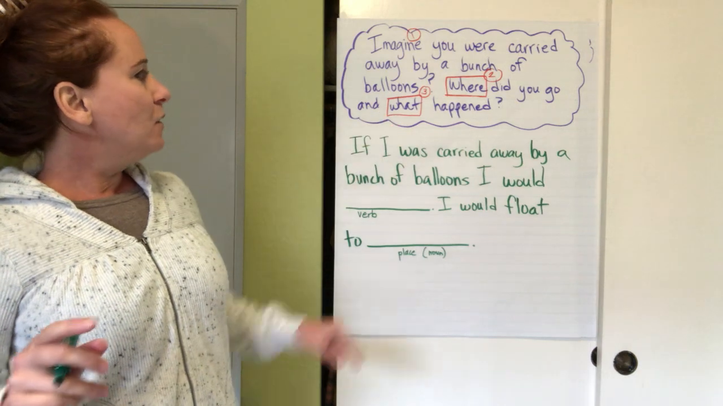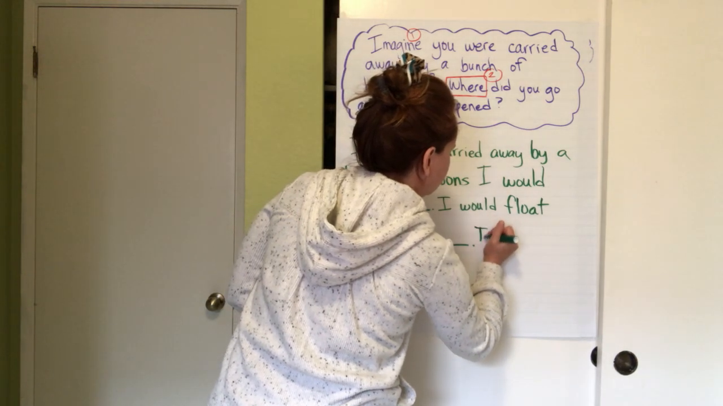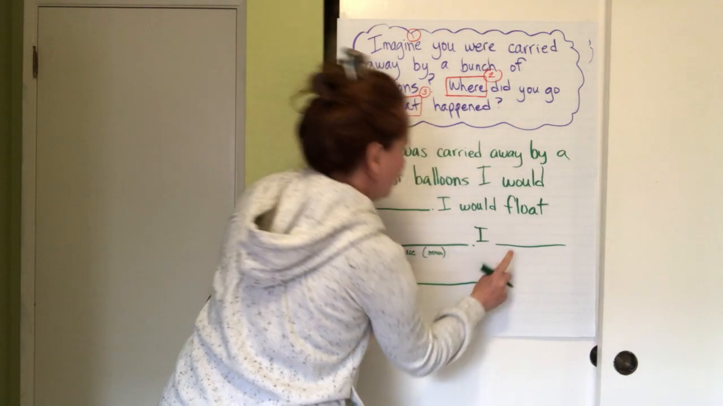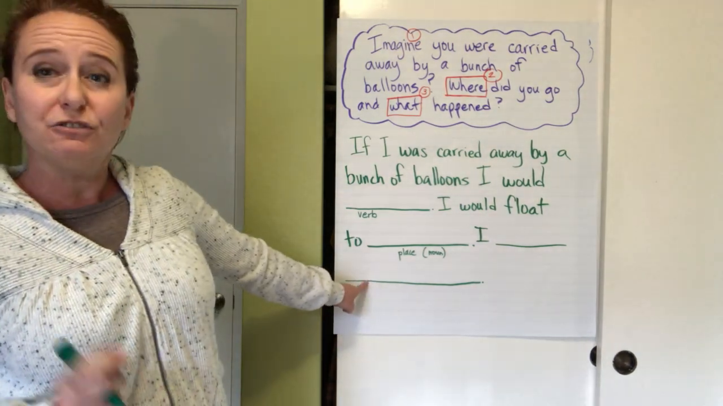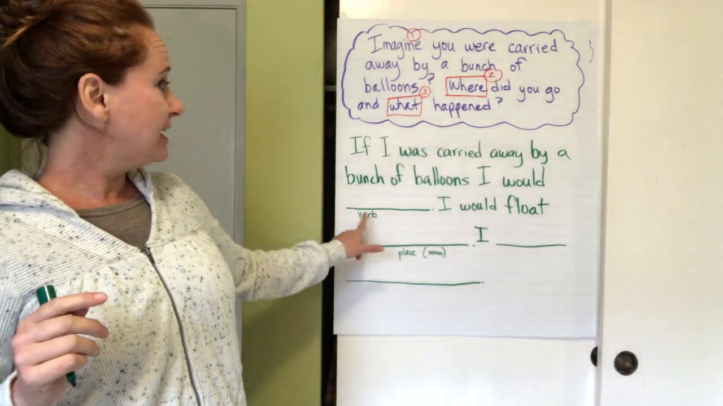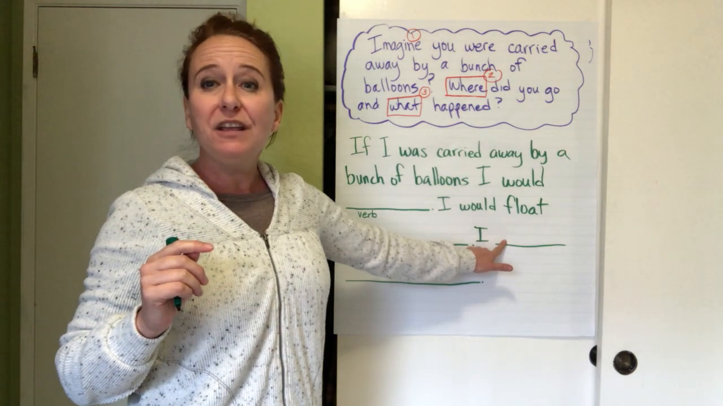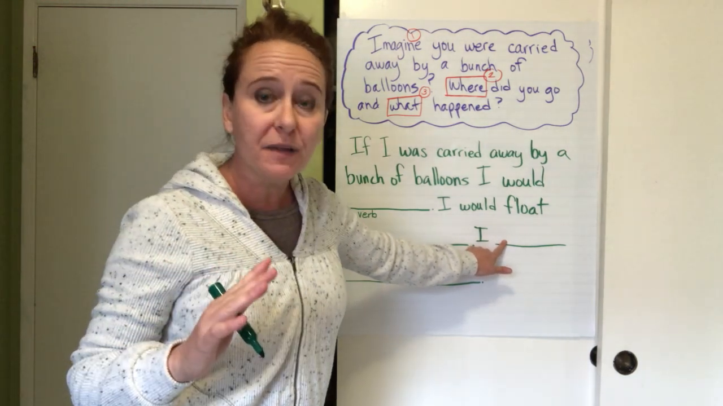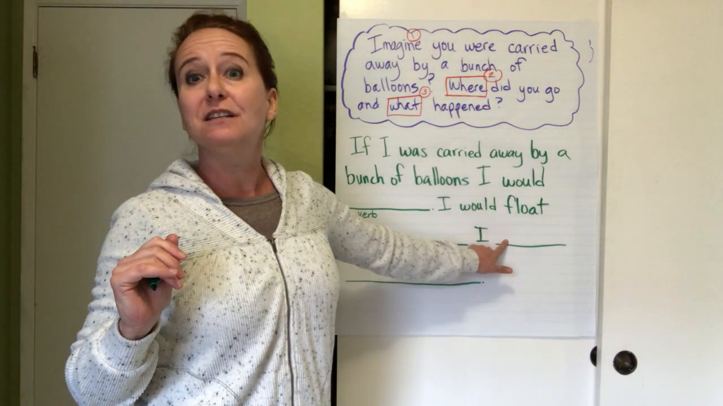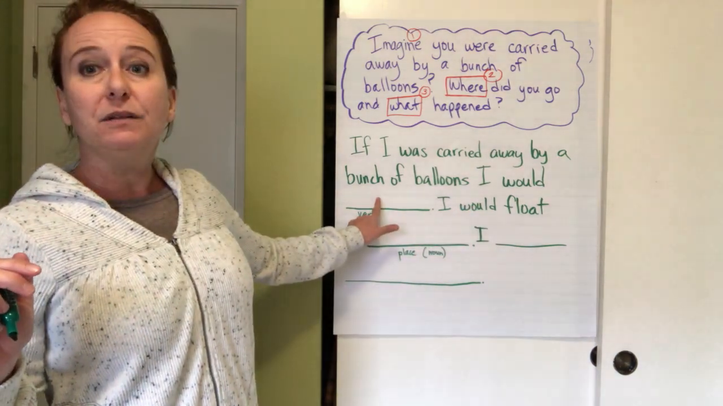And then what happened? Big blank there for you because this is the part where you need to use your imagination and link up where you went with what could possibly happen there. So if I said I would float to Target, then what happened would be something related to Target. I would see all the shopping carts. I would float all the way up to the sign and grab a hold of it. Whatever happens relates to the place.